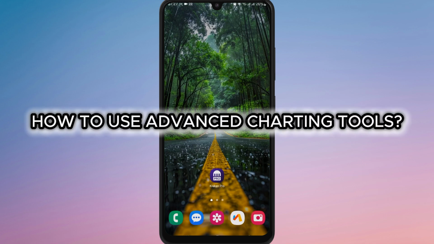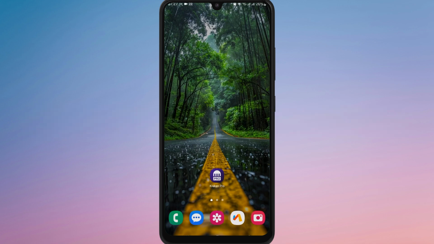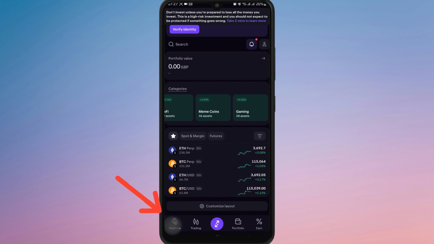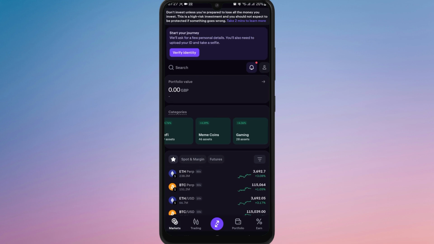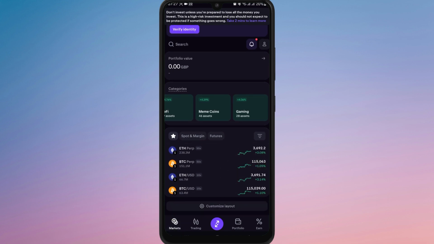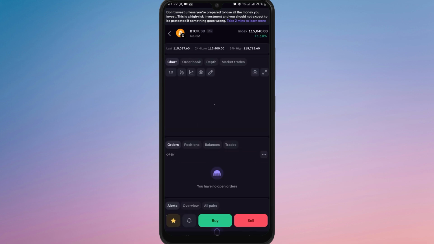How to use Kraken Pro's advanced charting tools. First of all, open the Kraken Pro app and go to the Markets section. Next, select the trading pair you want to analyze, such as BTC/USD, by tapping on it. This will open the trading screen with charts and market data.